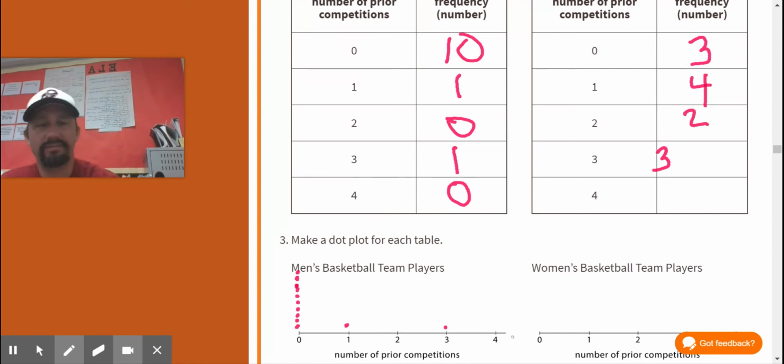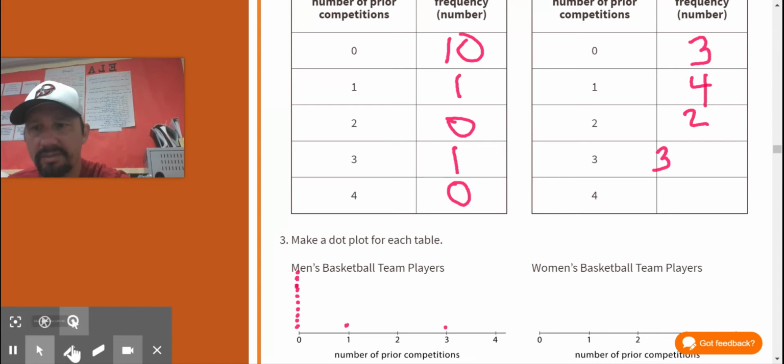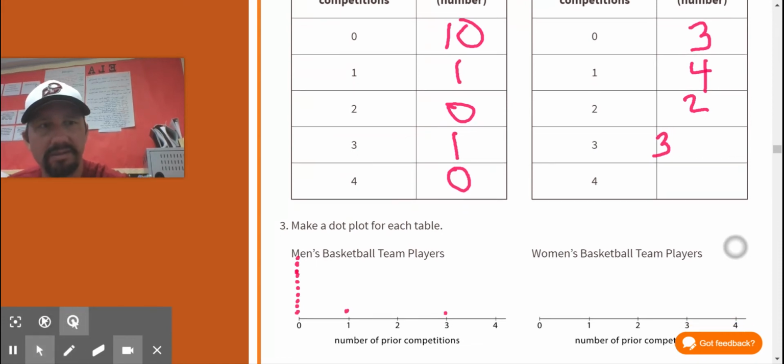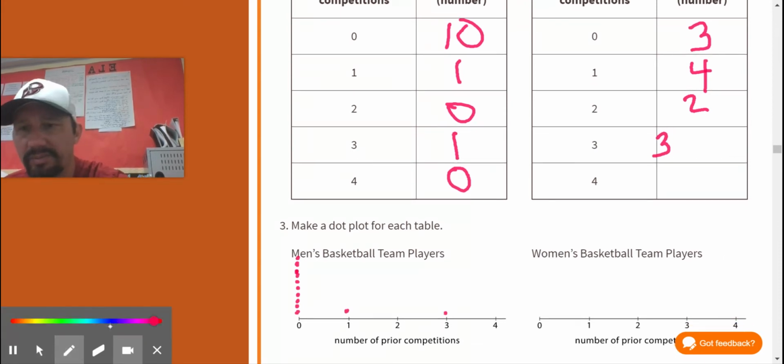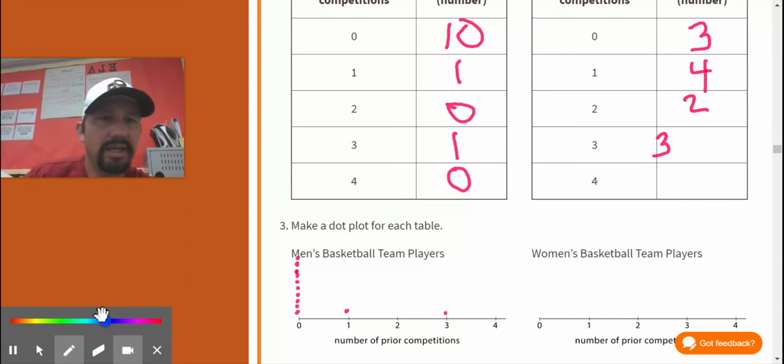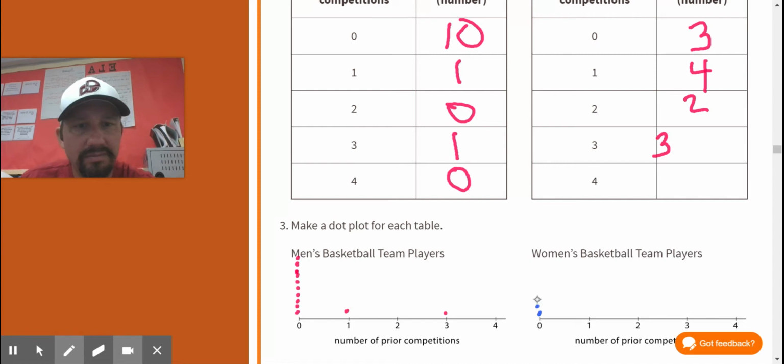So when you look at, hold on, let me finish this first. I keep getting ahead of myself. So excited. Okay, so the women's team, we have 3 people had 0 competitions. 4 people had 1. 2 people had 2. And 3 people had 3. And nobody had 4. So that's what they look like.